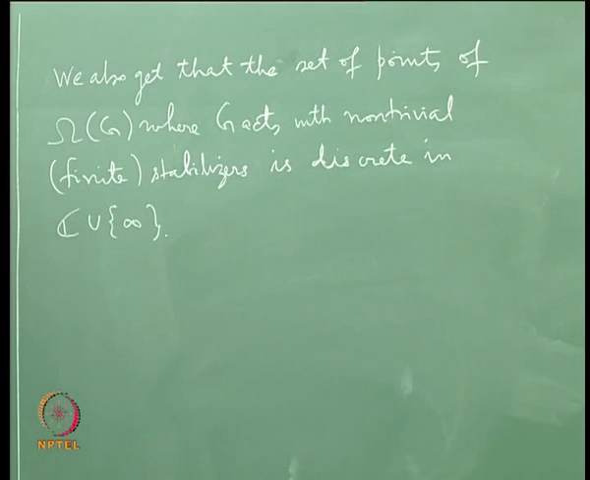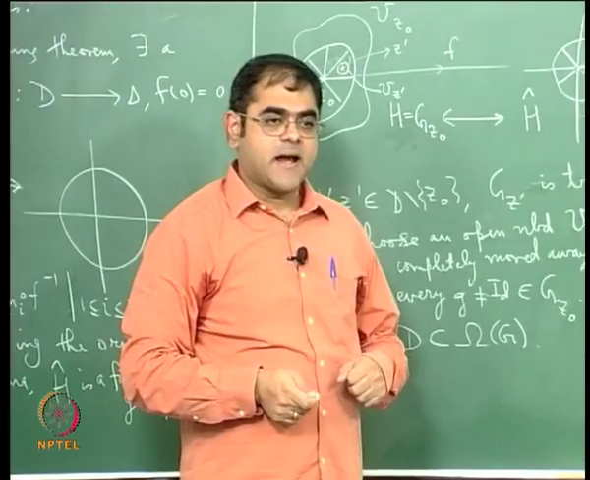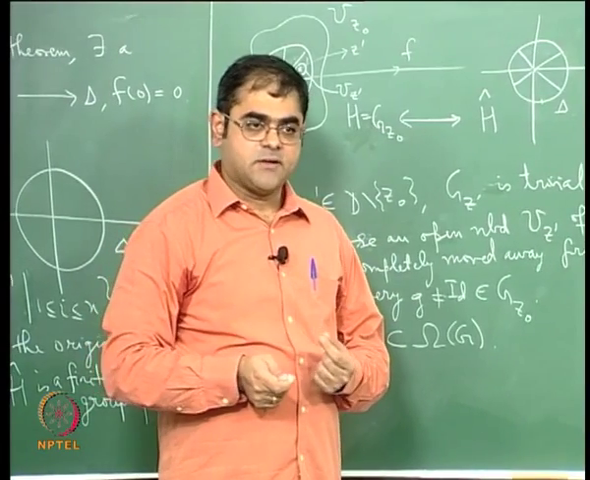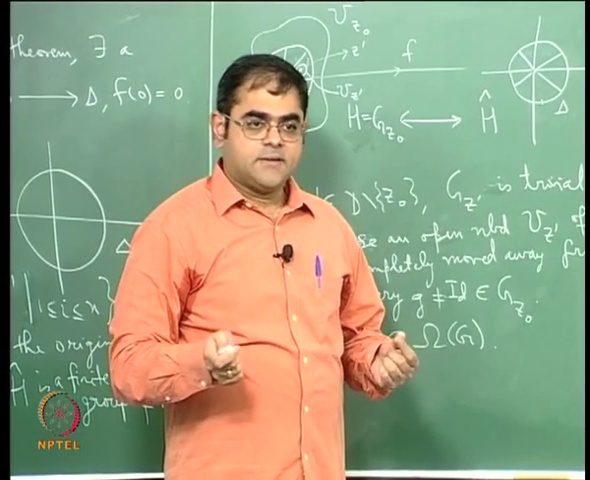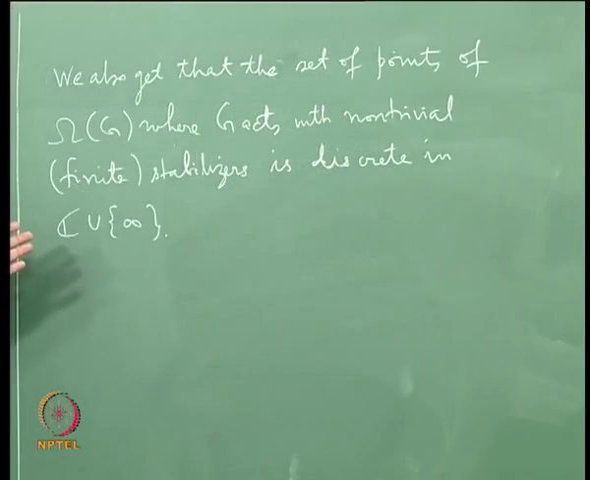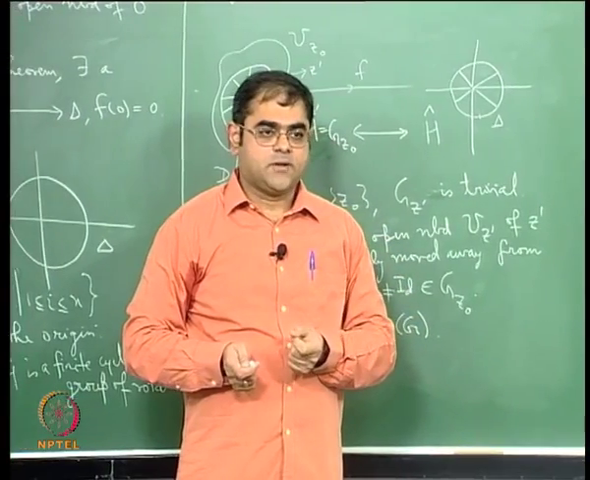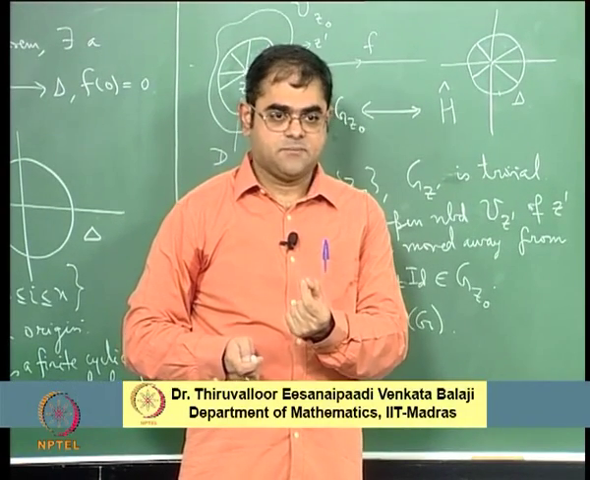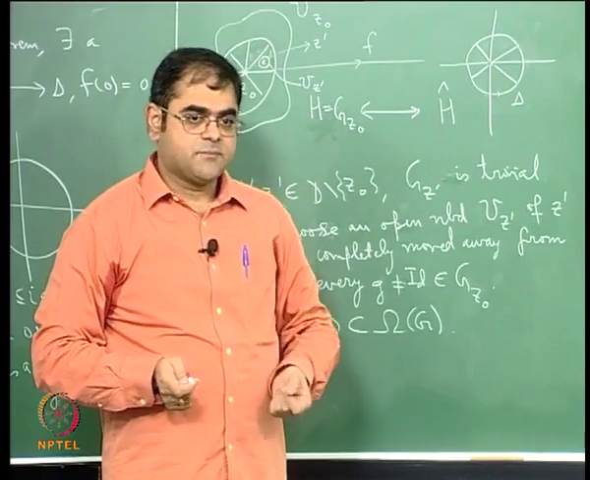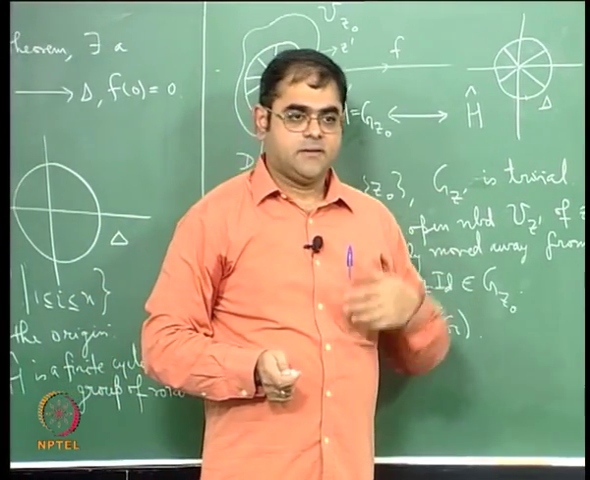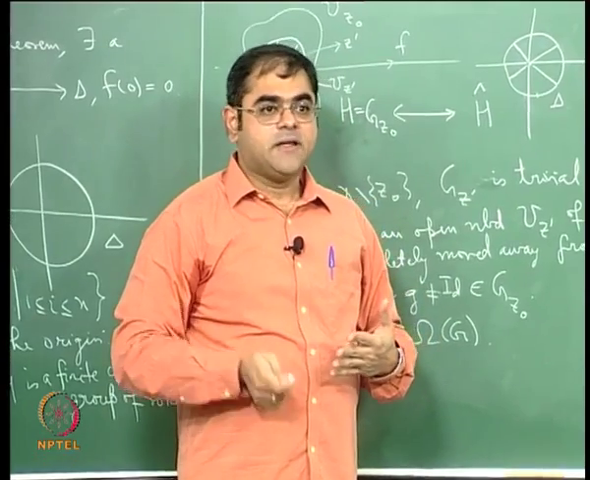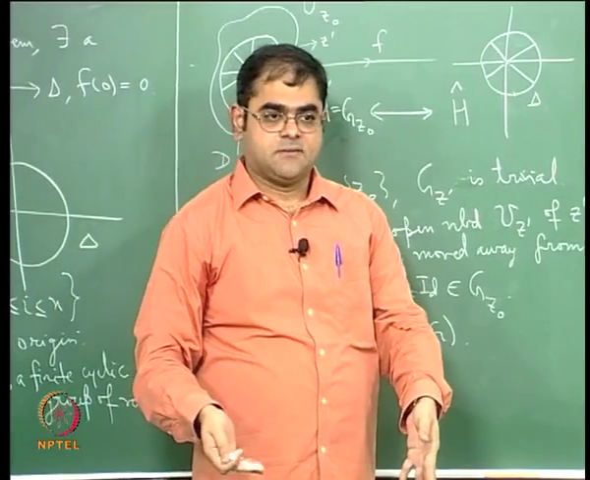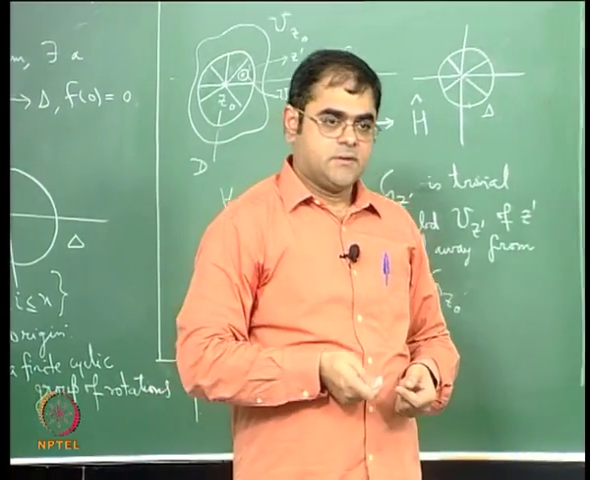So the moral of the story is that when the group acts properly discontinuously, and there is at least one point where it acts properly discontinuously, namely you take a Kleinian group, then it has very good properties. So you precisely know how the structure of the action looks at a point which has non-trivial, finite stabilizer, okay. This will be helpful for us in the forthcoming lectures, to be able to mod out by such a group and give a Riemann surface structure on the quotient, okay. So we will stop here.